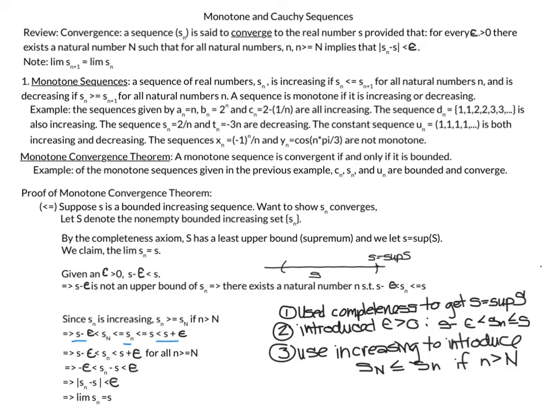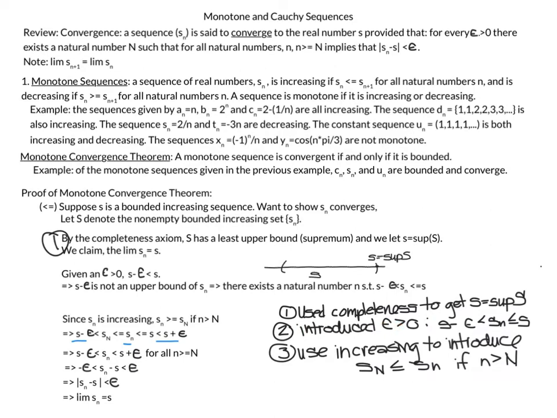Now that we have the theorem proved, I want to go back and look at some of the three critical steps we did to get this theorem proved. First, we used the completeness axiom to get S is equal to the sup of S. In other words, we did that right here in this step. By completeness, we said that our set S has a least upper bound.